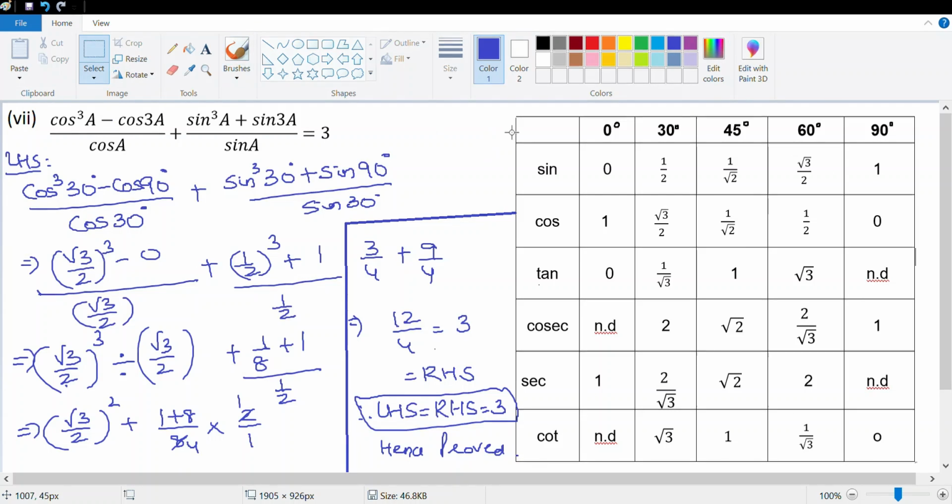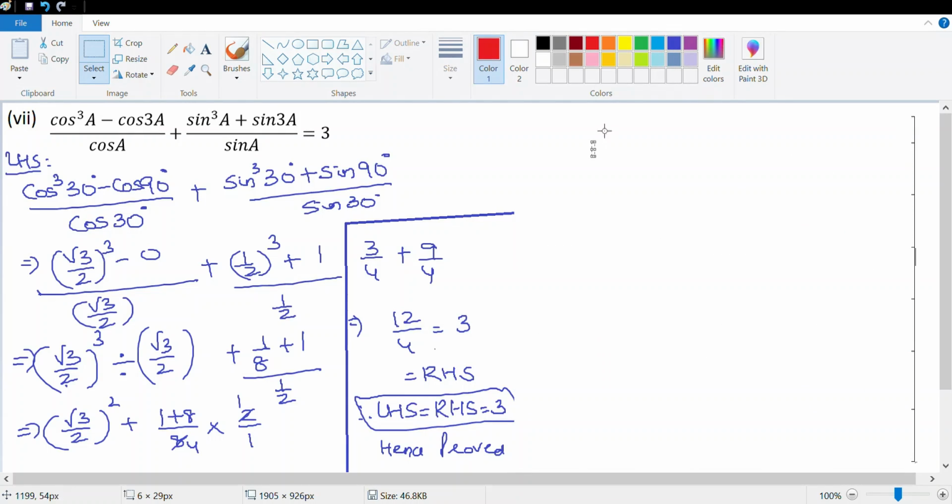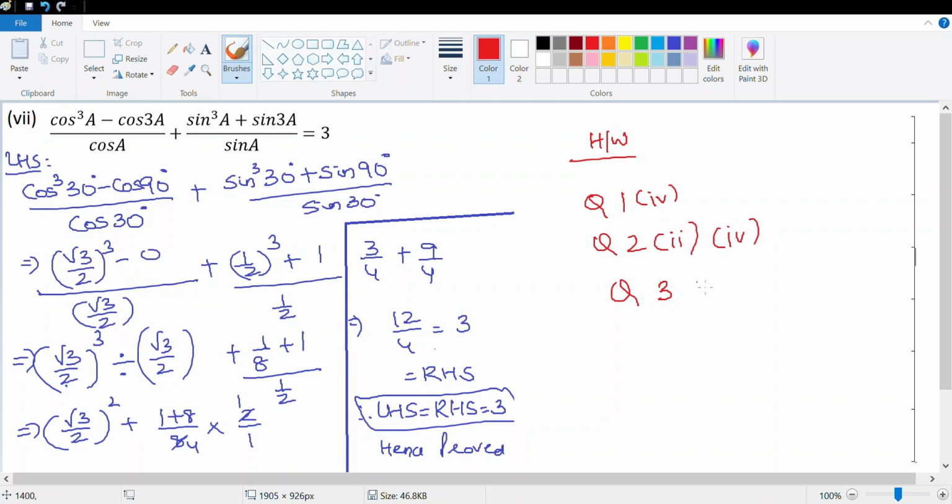Before I leave, let me mark some homework questions for you. Homework questions for you would be whatever we did not solve. So that will be question number 1, part 4, question number 2, part 2 and part 4, question number 3, part 2, question number 4, 2, 4 and 6.